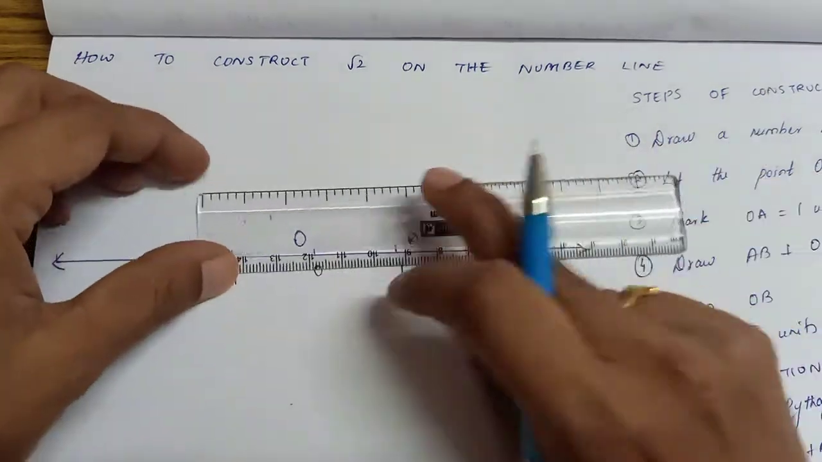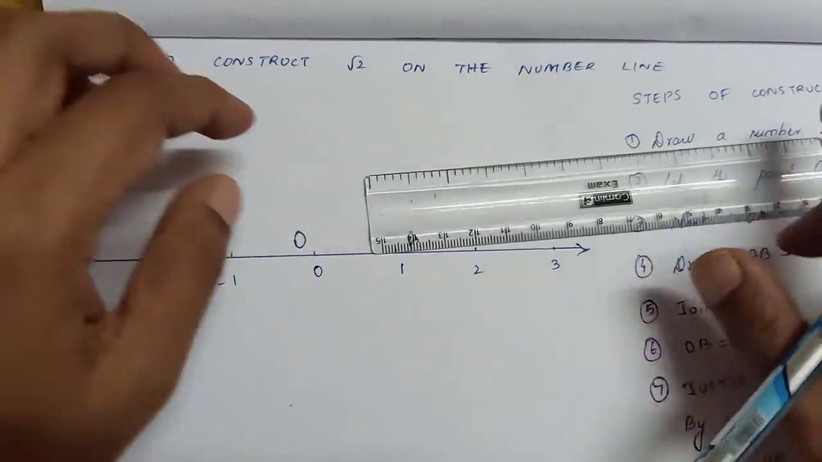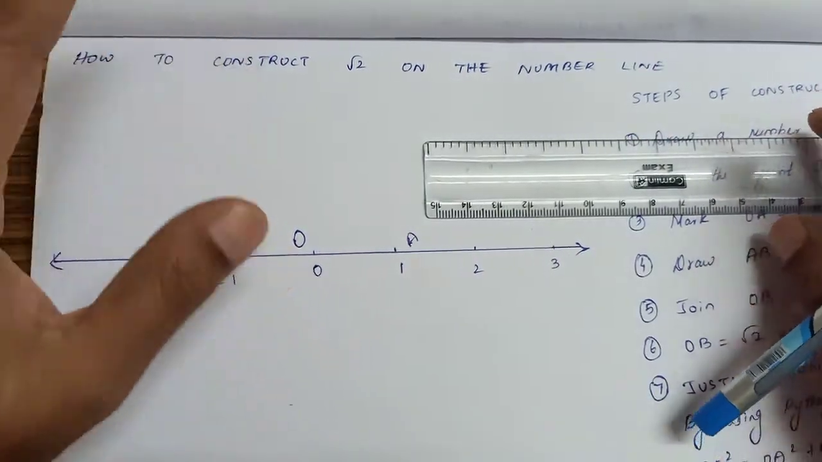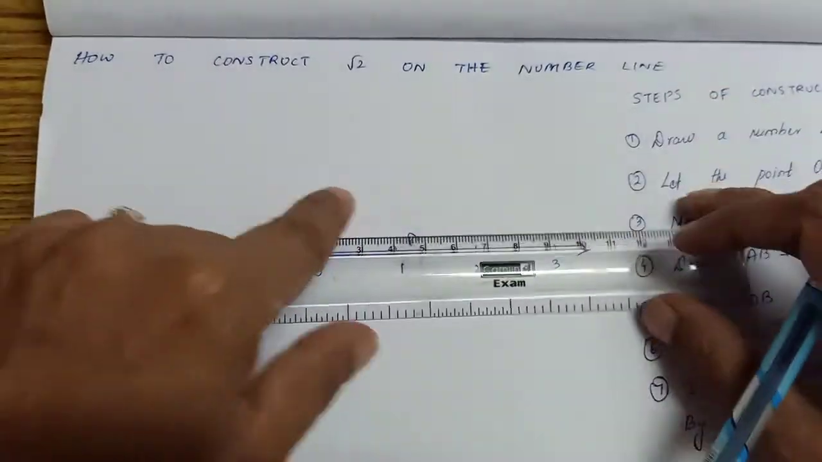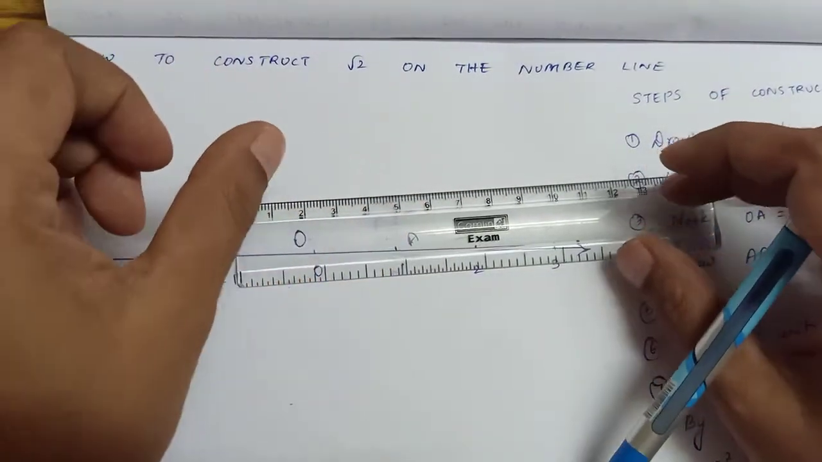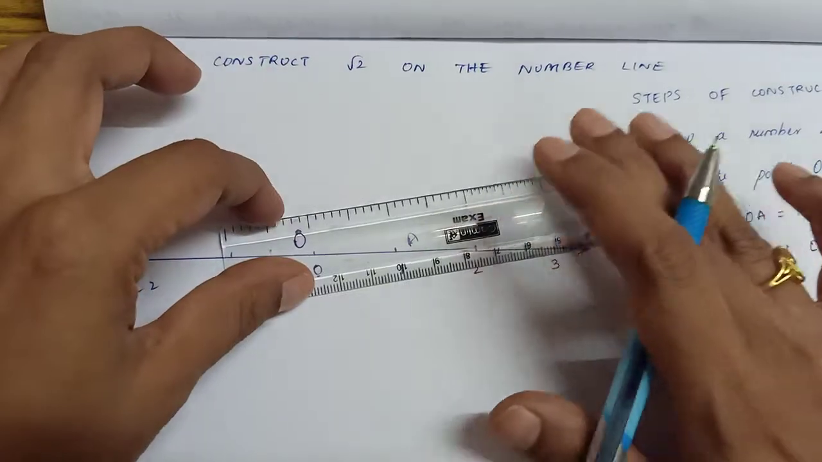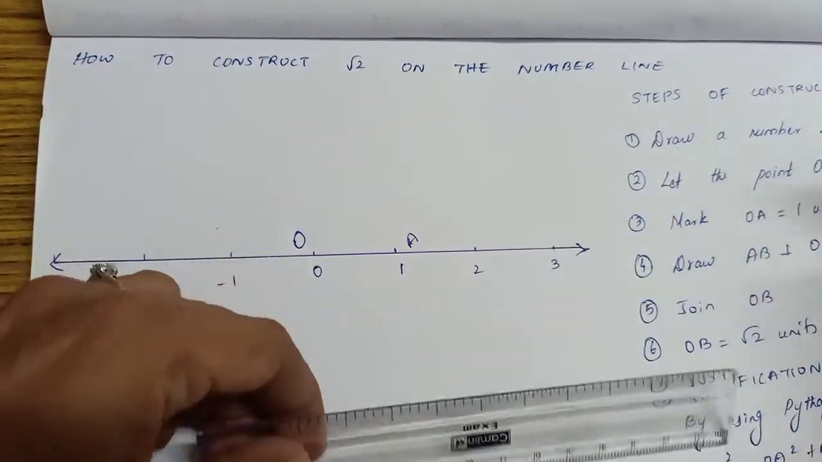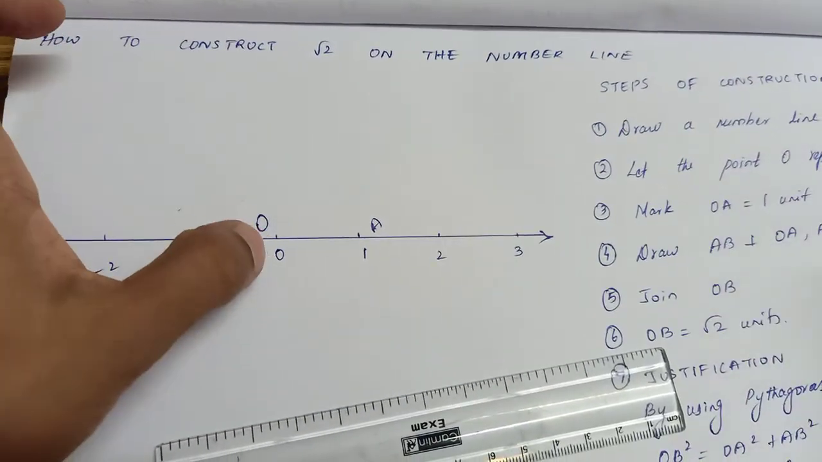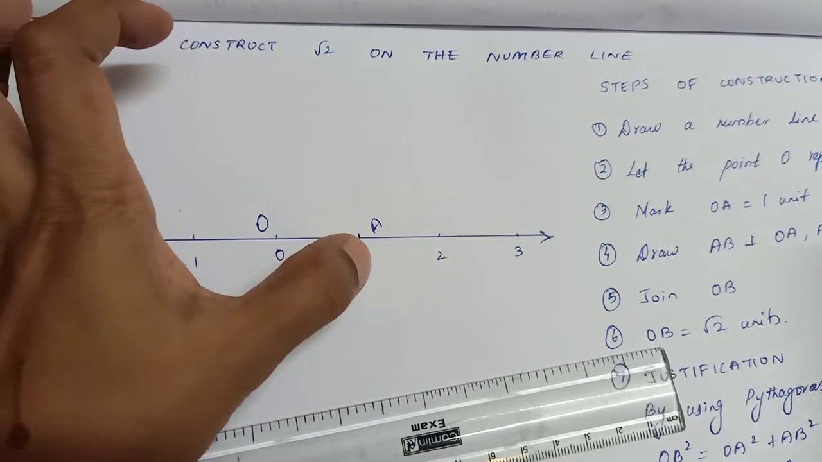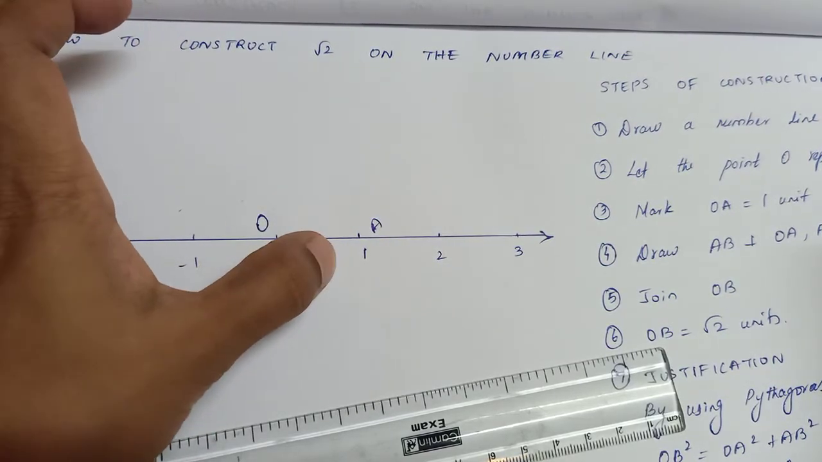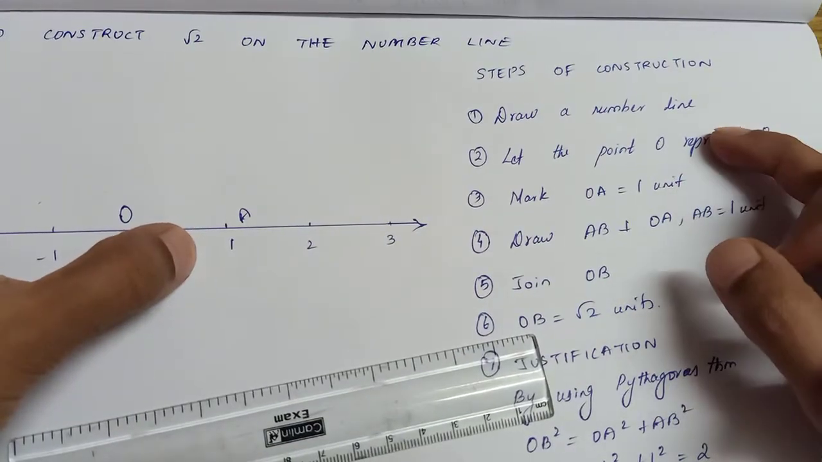Now I have used an inch scale because I want it to be clear and visible in the video. You can use a centimeter scale. You can use this also. The diagram will be a little bit smaller, that's all. I have used an inch scale just for clarity of the video. Now here I am taking this point as O and this point as A, and OA is equal to 1 unit. I have written those two steps here.